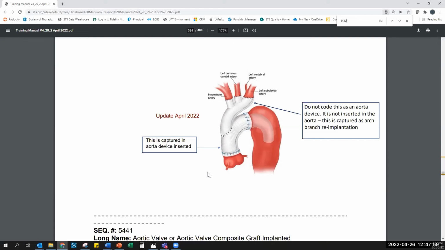Coming off of this, you have an arch branch. This is arch branch reimplantation. This device does not go into the aorta section because it's not implanted in the aorta. It may touch a little bit, but it's not in the aorta. It's connected to it. So this graft up here just goes into arch branch reimplantation.